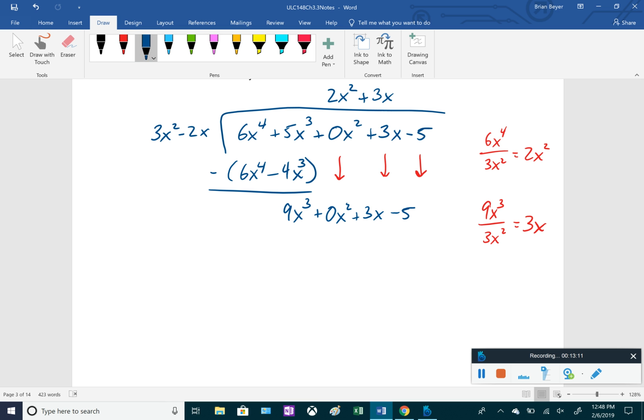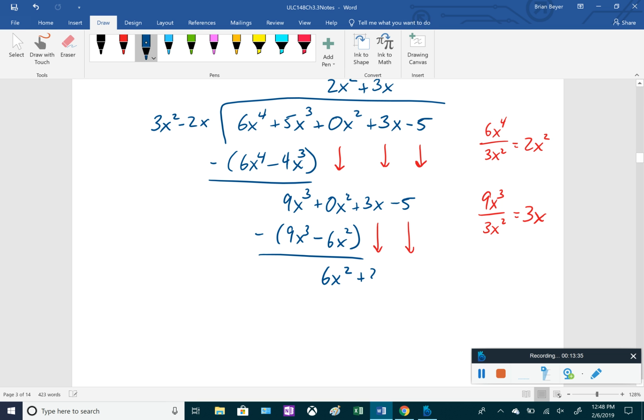And multiply that through. 3x times the divisor gives us 9x cubed minus 6x squared. The x cubes cancel. 0 minus negative 6, 0 plus 6 is 6x squared. So you can see how the x squared terms lined up perfectly. We bring down the other ones, and it looks like we can do this only one more time.